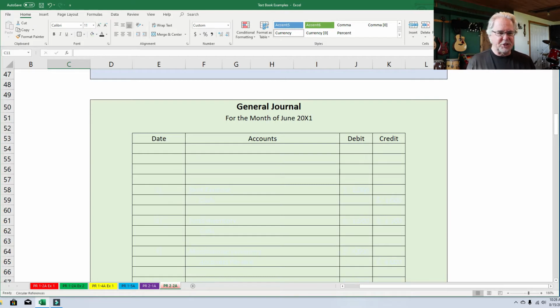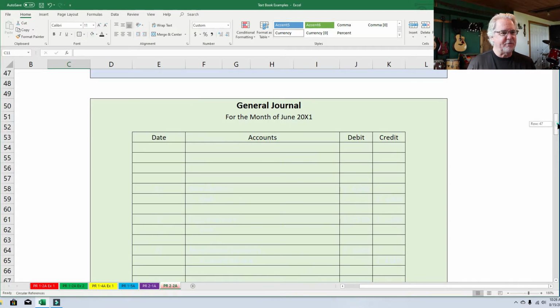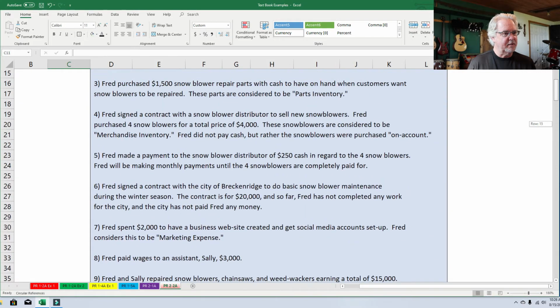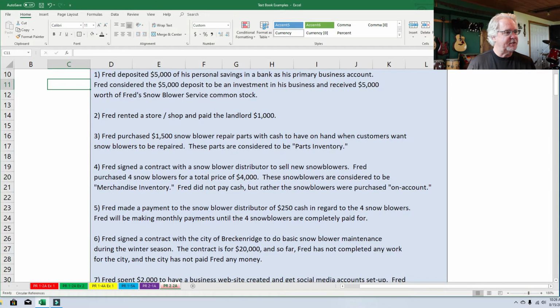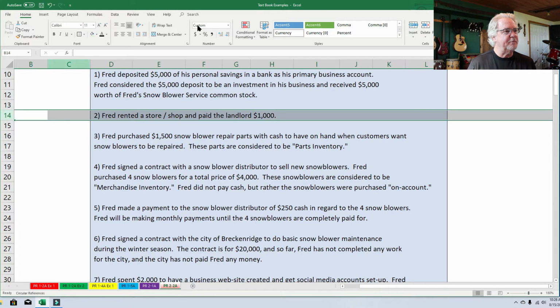But anyways, this general journal is pretty easy to fill out. It might be a little confusing at first, but we'll go through some examples. And I've got some good ways to explain it and some little tricks to help you remember. So here we go, folks. I'm going to split the screen so we can see what is going on here. Here are the transactions, and I'm going to split the screen so we can see more of the general journal.